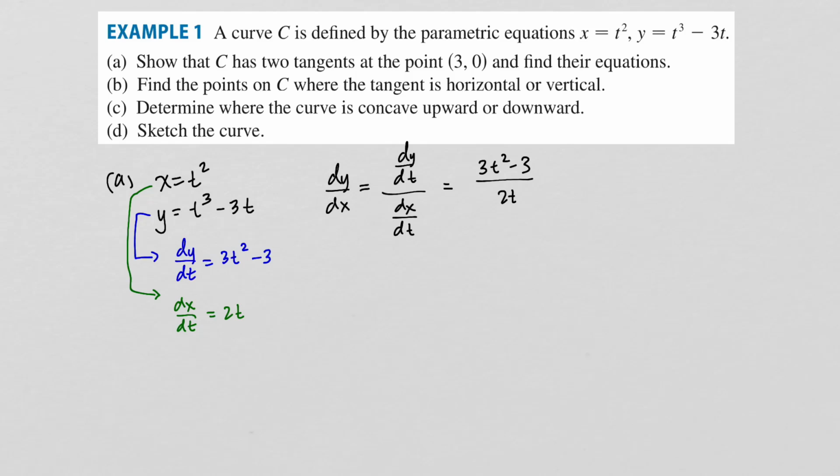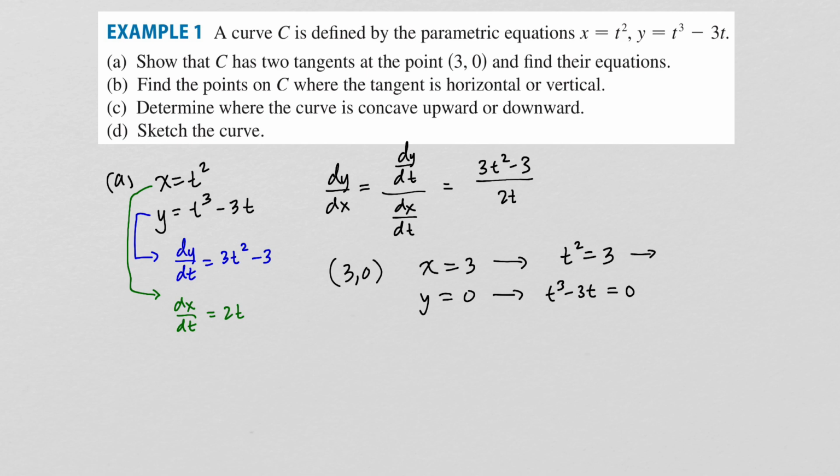So now how do we show that this curve C has two tangents at the point (3, 0)? Well, let's think about what happens at the point (3, 0). So when we say the point (3, 0), we mean that x equals 3 and y equals 0. But in the parametric form, if x equals 3, that means that t squared is equal to 3, right? Because x is t squared. And y is t cubed minus 3t. So when we say y equals 0, we have t cubed minus 3t is equal to 0.